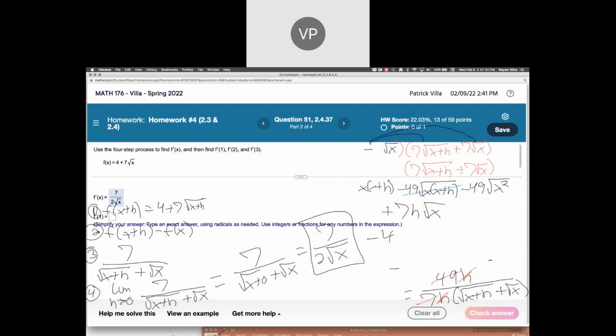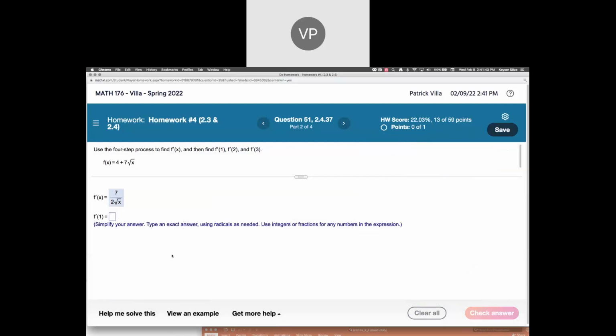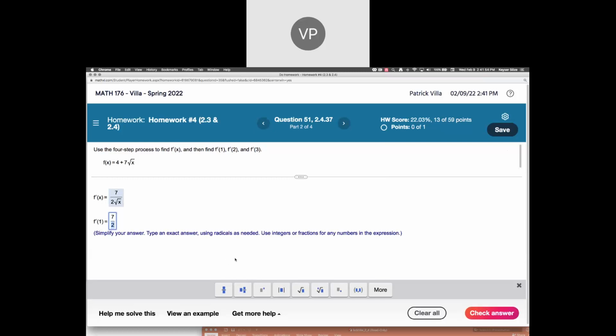Okay, so our derivative is correct. Now we have it correct. I'm just going to start plugging in numbers. Some of these you can do easily. This is my derivative. I want to find f prime of 1. I replace x with 1. That just gives me a 7/2.